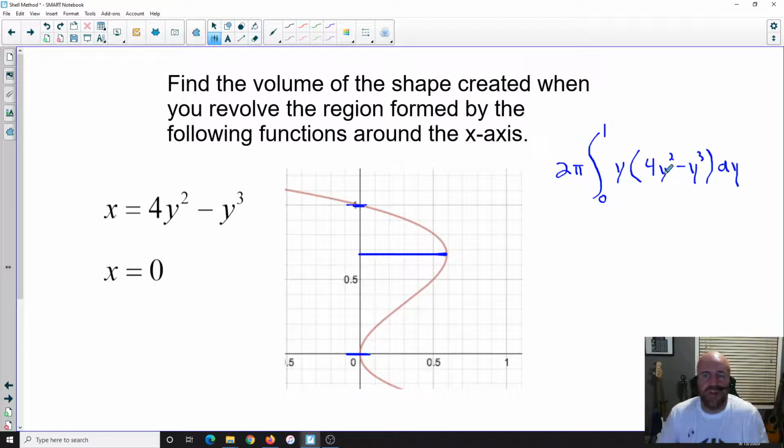Again, here's the setup, and that's the most important thing here. But go ahead and either throw it into the calculator, integrate by hand to get some practice, and we will take a look at something off of the x-axis or the y-axis in another video. So that is it for this video.